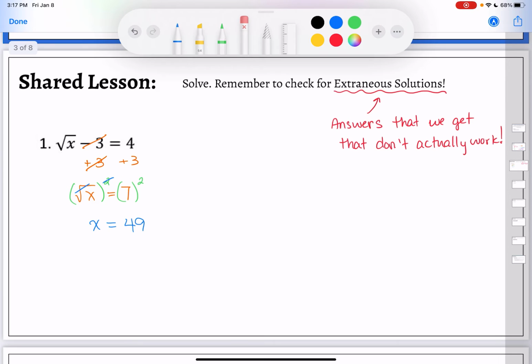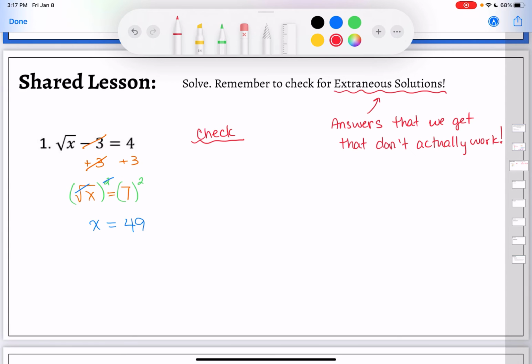All right, so x equals 49 would be our answer. Now, the only thing is we need to make sure that number actually works in the equation. In order to do that, we have to check our work, right? You used to do this all the time a couple of years ago: anytime you got an answer, you would plug it back into your equation to see if it worked.